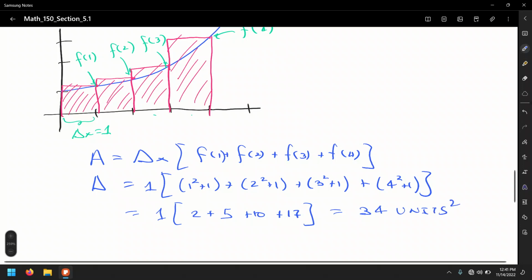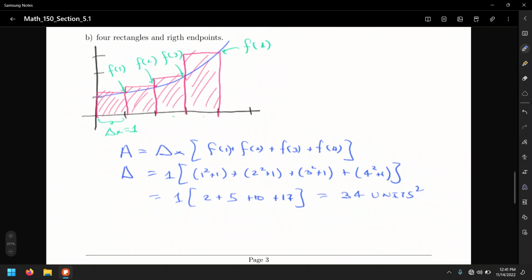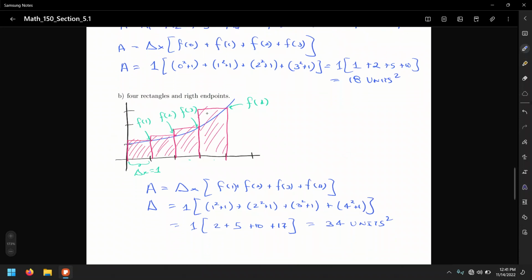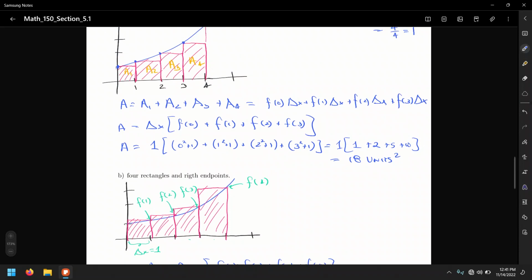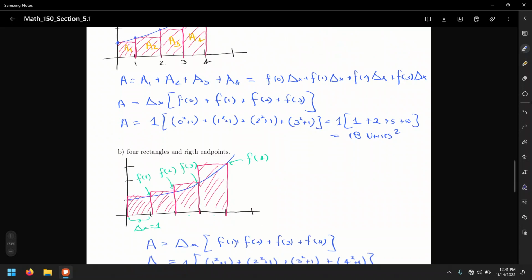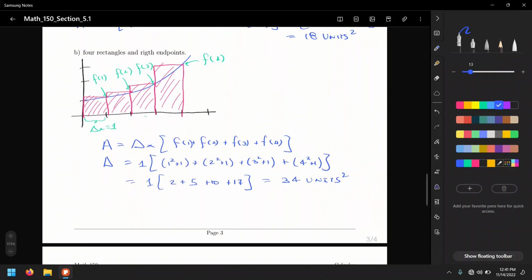And well, here's where we need to compare these two results. Look at the second result. The second result is an overestimation because we're considering these areas that are going outside of the region. The first result is an underestimation because we're not considering these gaps right here. So this means that the actual area must be somewhere between 18 and 34. And the range of values is pretty wide.